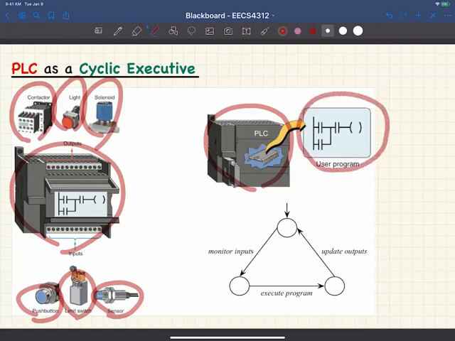There are different languages you can write for the controller. Function block diagram is one. Also you can write something similar to Pascal, a block syntax language. Different languages. Now this is how the PLC works at runtime.